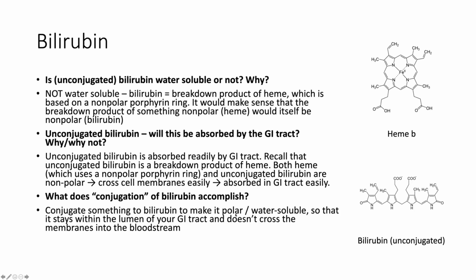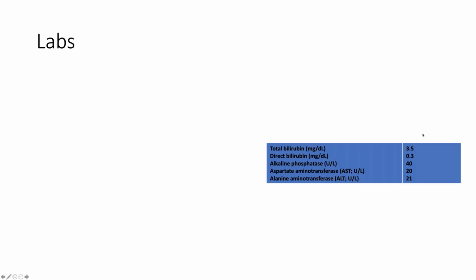What's that? So glucuronic acid, right? The acid itself probably gives part of it away, but so it's pretty polar. So you conjugate it with something that's polar, so that way it doesn't get absorbed by your GI tract, and therefore can stay in your GI tract and you can poop it out. Good. All right, so let's talk about some of these labs.